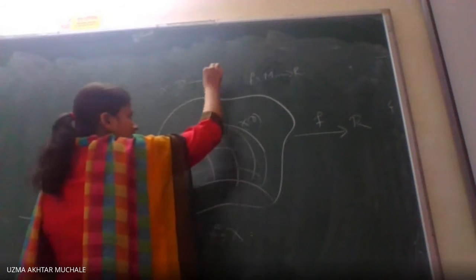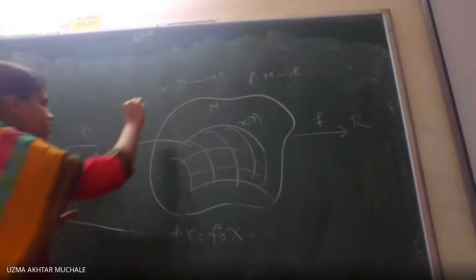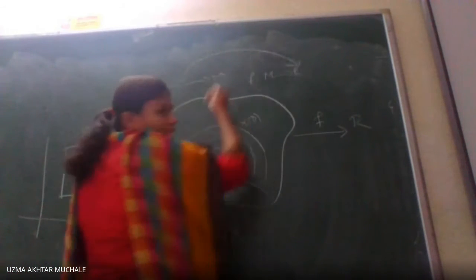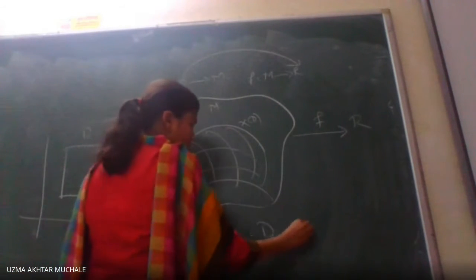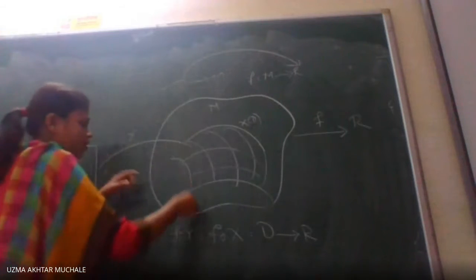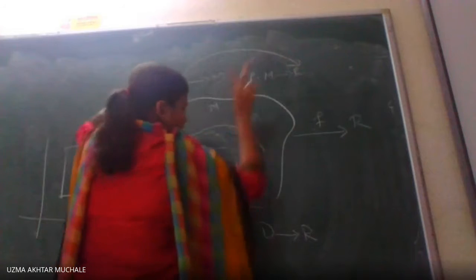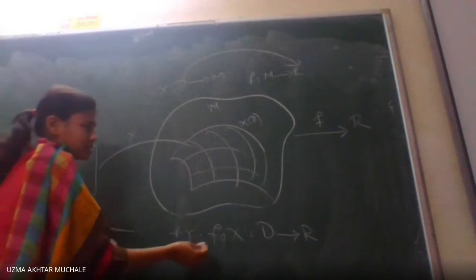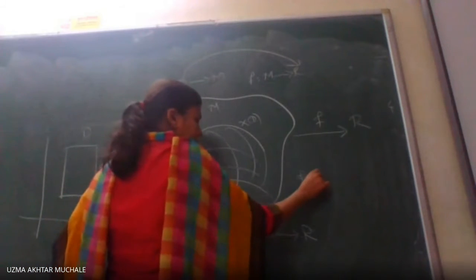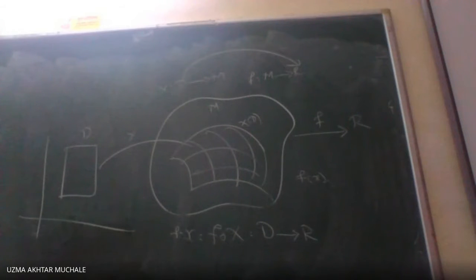So now we can define a mapping. So what will be the mapping now? It will be the mapping from D to R. It is from D to R, correct? So this mapping will be from D to R. F of x, so it will be from D to R. So combinedly we have a function f composite x, or we can directly say f of x will be a mapping from D to R.